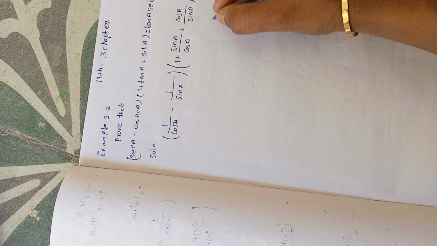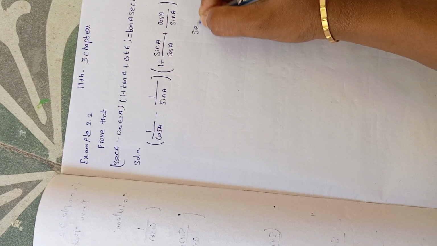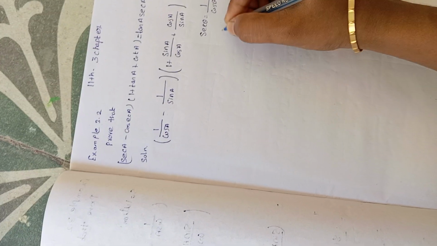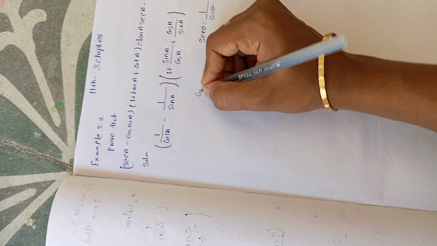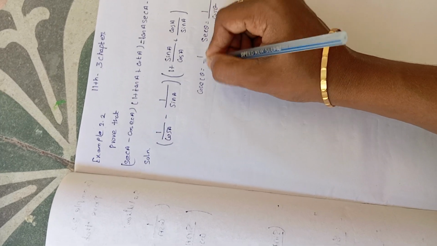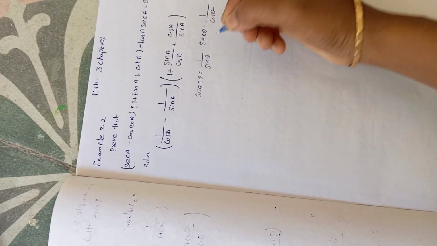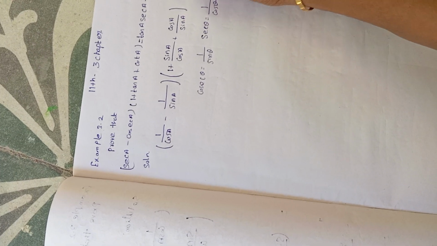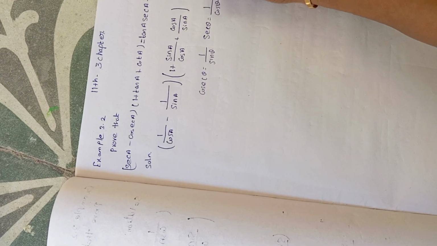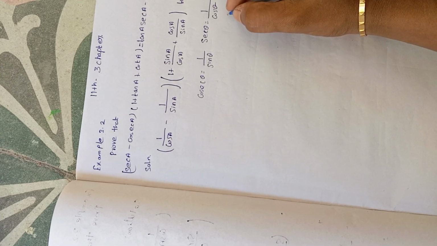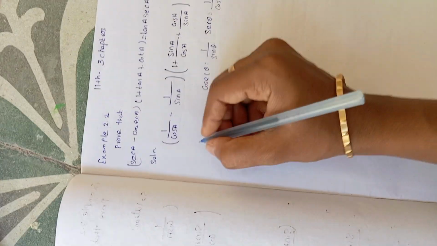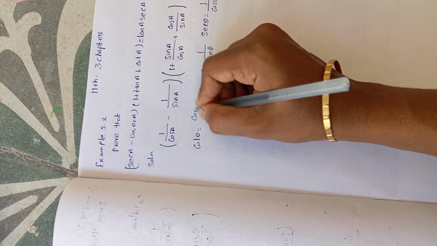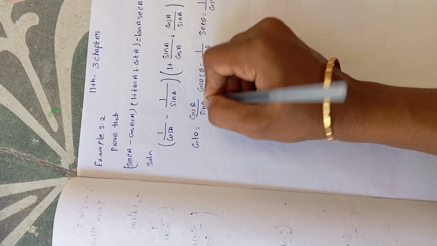The formula using basic terms: secant theta is equal to 1 by cos theta, cosecant theta is equal to 1 by sin theta, tan theta is equal to sin theta by cos theta. Next, cot theta is equal to cos theta by sin theta.